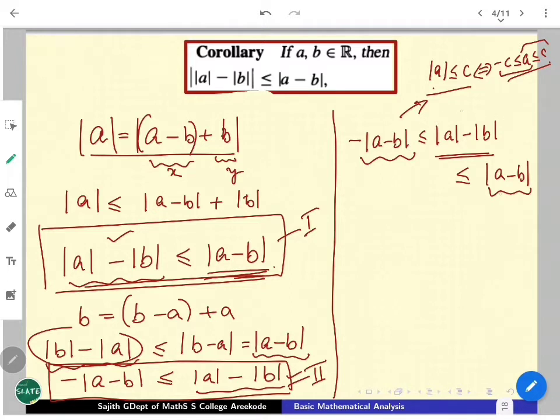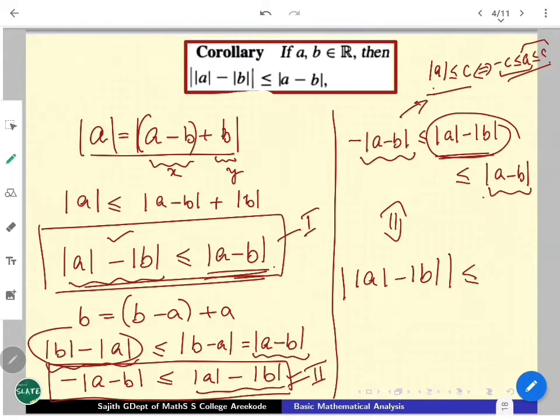So the modulus of the middle fellow, that is the modulus of mod a minus mod b, is going to be less than or equal to the c part. The c part is mod a minus b. That is precisely what the corollary says.